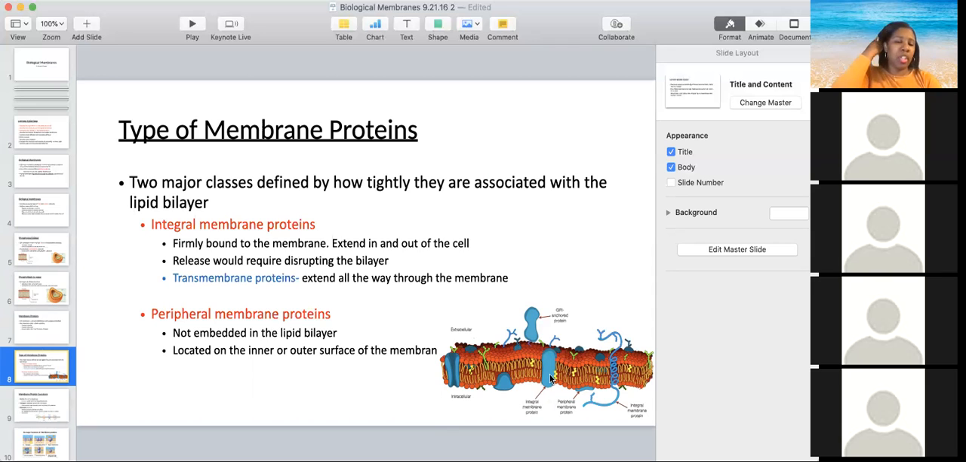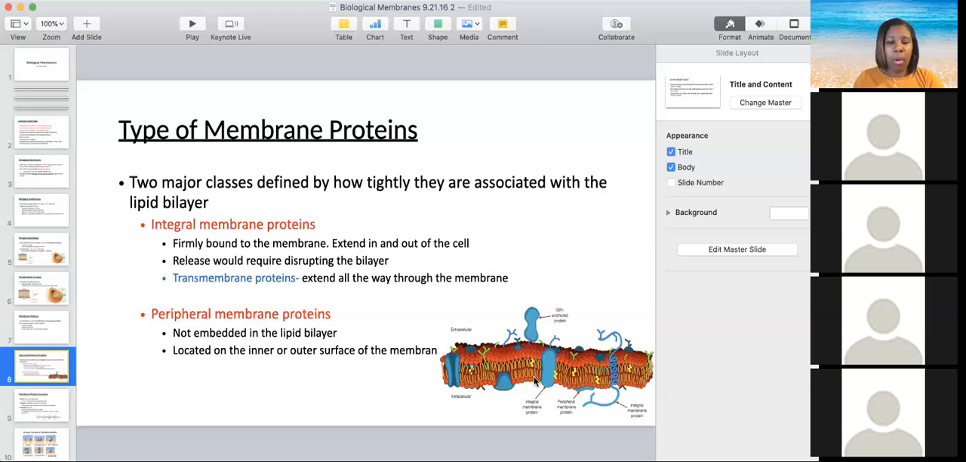So if I were to show you an image, I would expect that you can identify an integral protein and label it, as well as a peripheral protein. So down here, we'll say this is a peripheral protein. It is not embedded throughout the membrane, but it is associated with the inner or outer surface of the membrane. In this case, it's on the inner membrane portion.